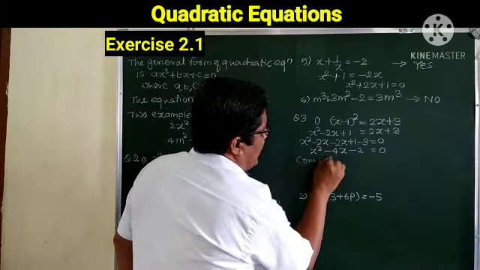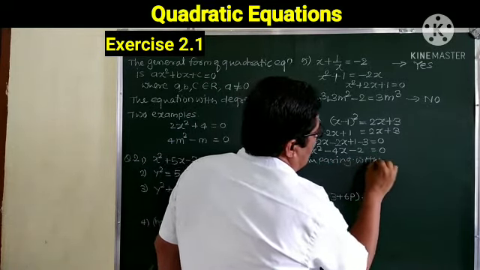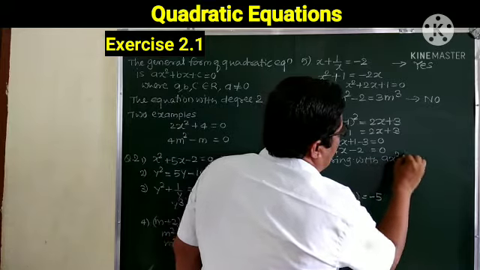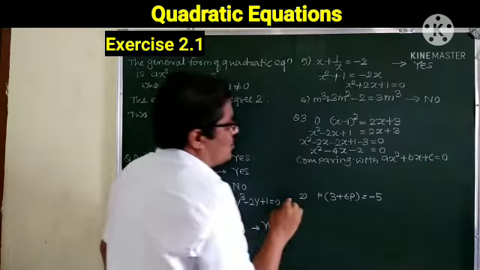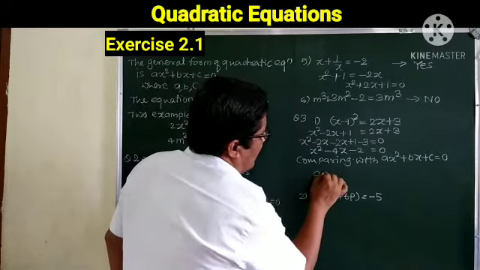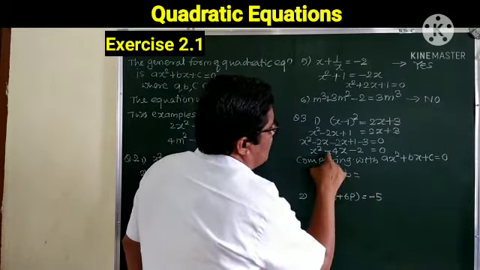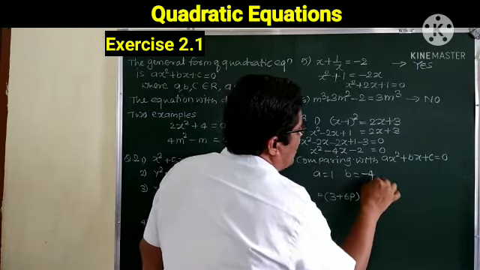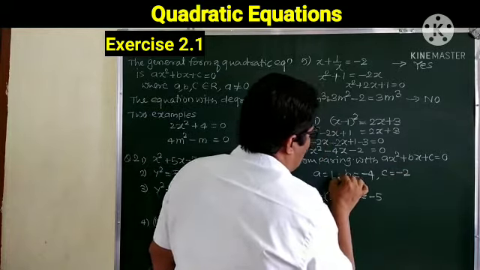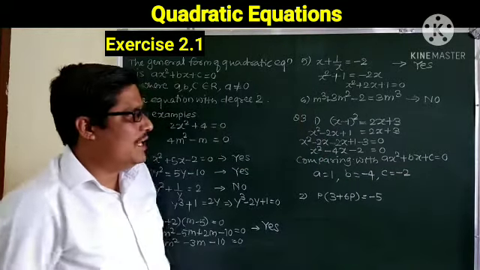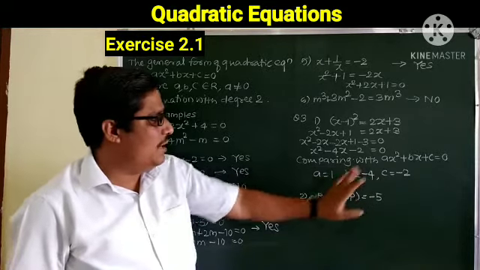So comparing with ax square plus bx plus c is equal to 0, we get a is equal to 1, b is equal to minus 4, and c is equal to minus 2. So in this way we can compare with the general equation and get the values of a, b, c.